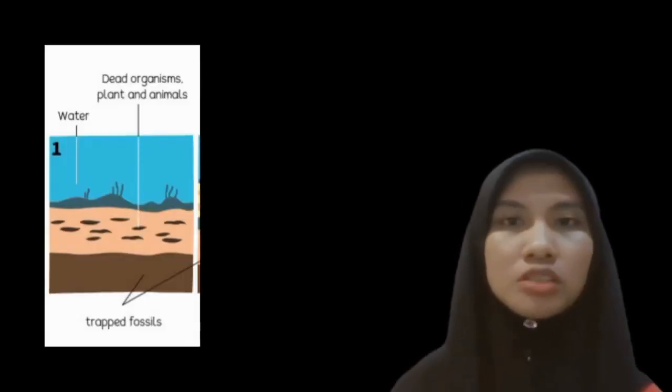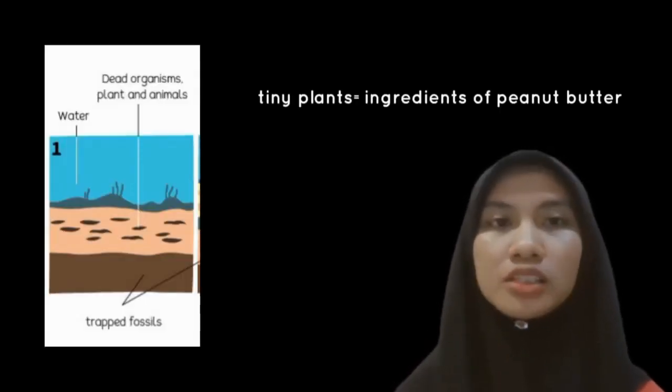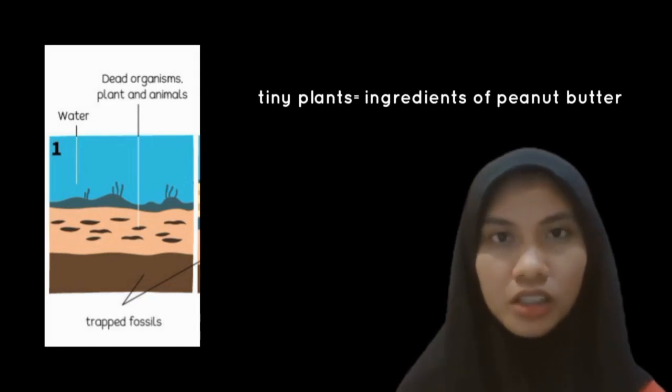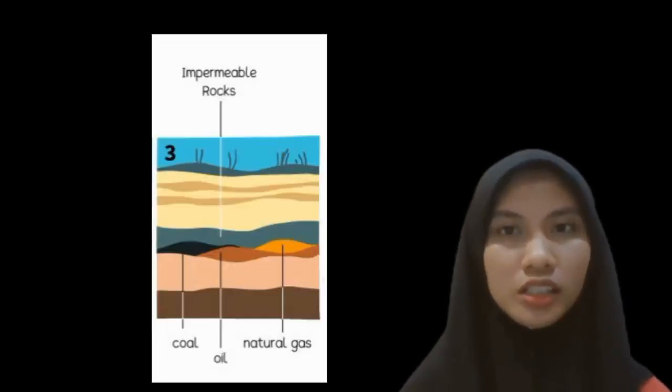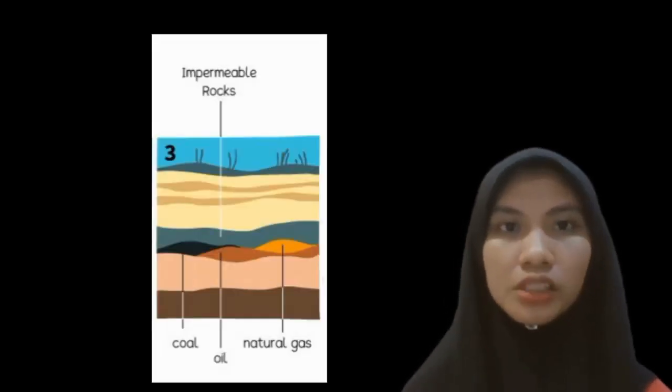Imagine making a sandwich. Tiny plants and animals formed millions of years ago as the ingredient for peanut butter. Over time, more and more layers of sand and mud pile up on top of the dead organisms, squishing them down. The pressure from all that squishing, along with the earth's heat, turns the dead organisms into oil, like how squishing and heating can turn peanut butter into a spray.